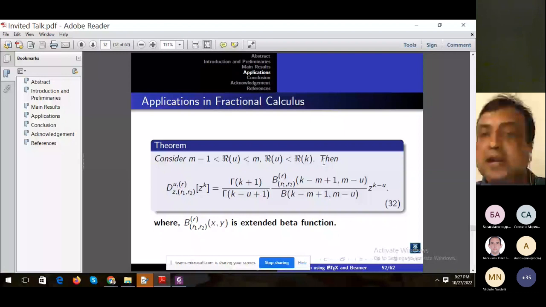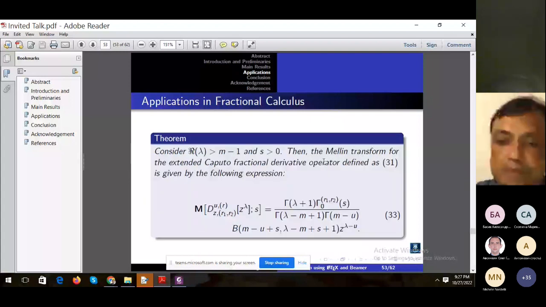If we operate our extended Caputo fractional operator on z raised to power k, then we get the composition formula as a product of the gamma function and the extended beta function, and the denominator is also a product of the gamma function and the classical beta function. So we operate the Mellin transform also.